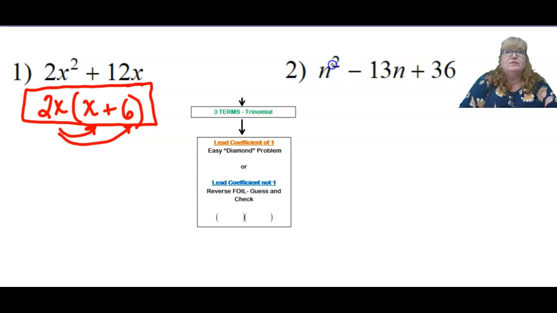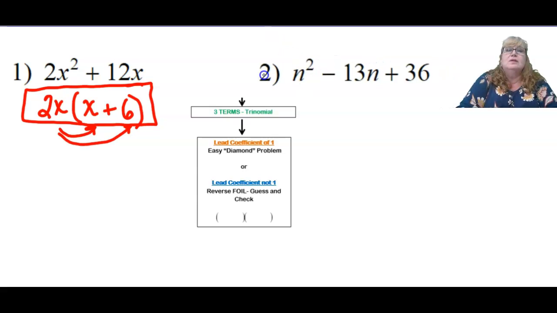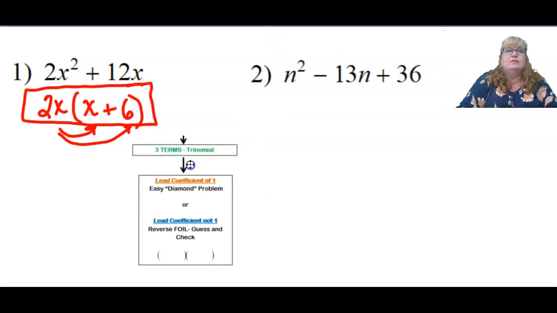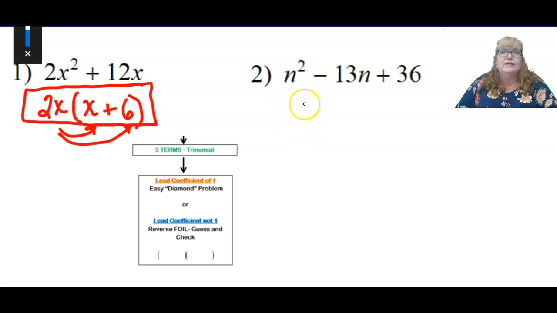All right, let me move this one over. I don't know if it's interfering with the camera thing up there or not, but sorry about the noise.